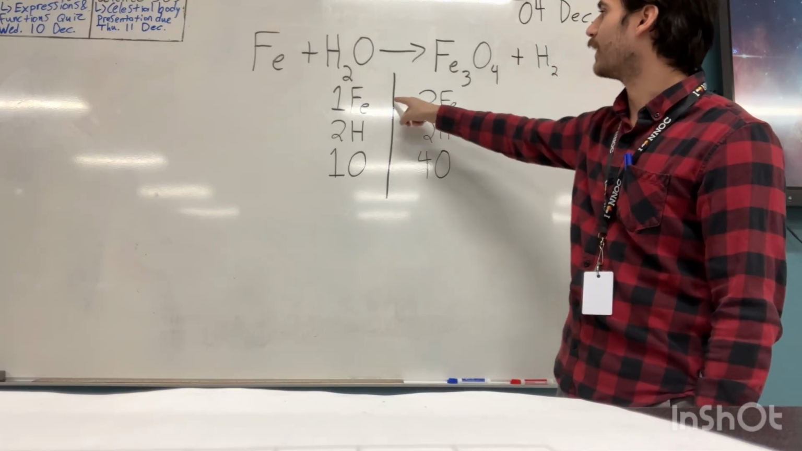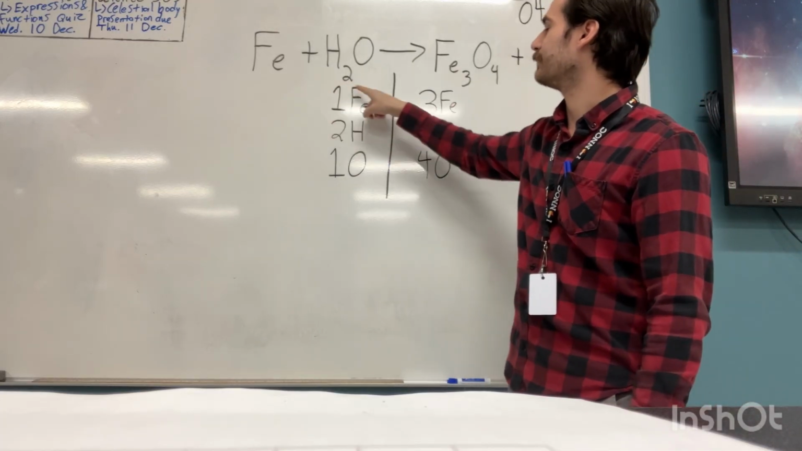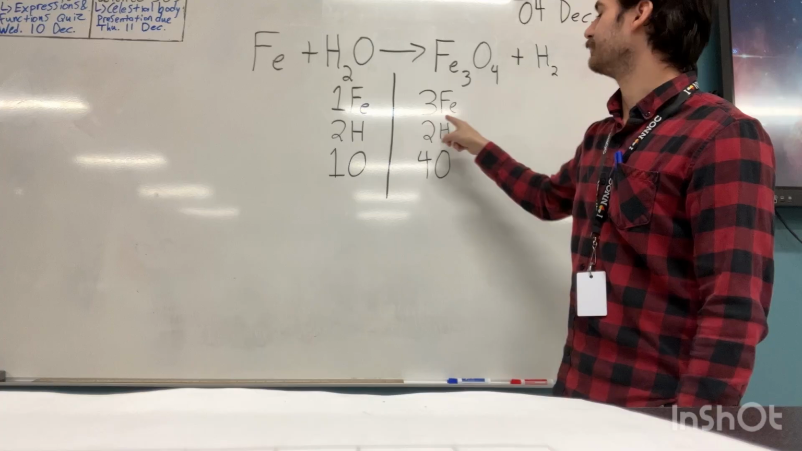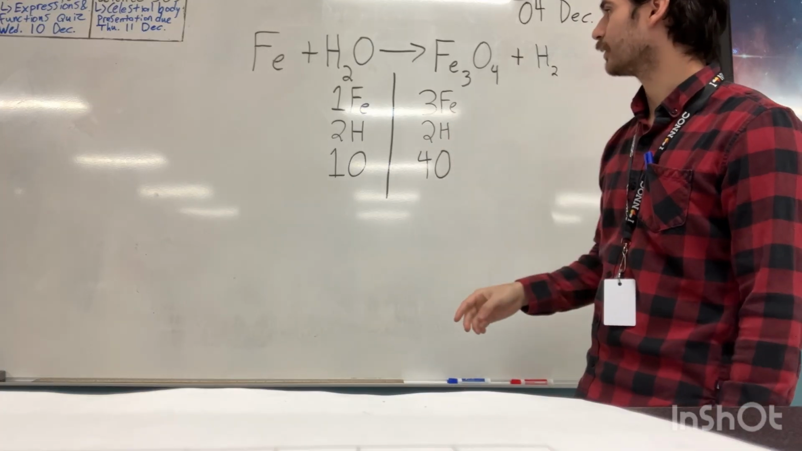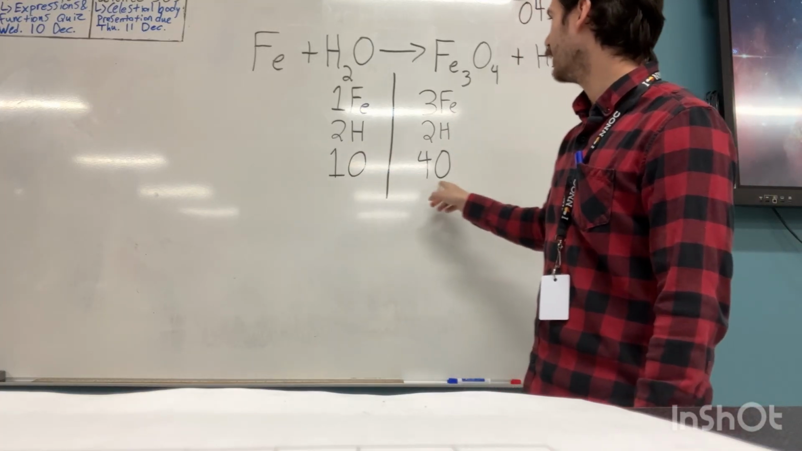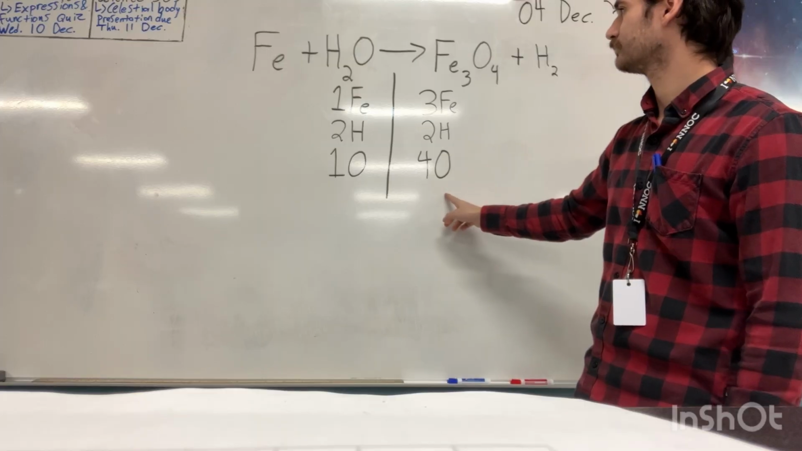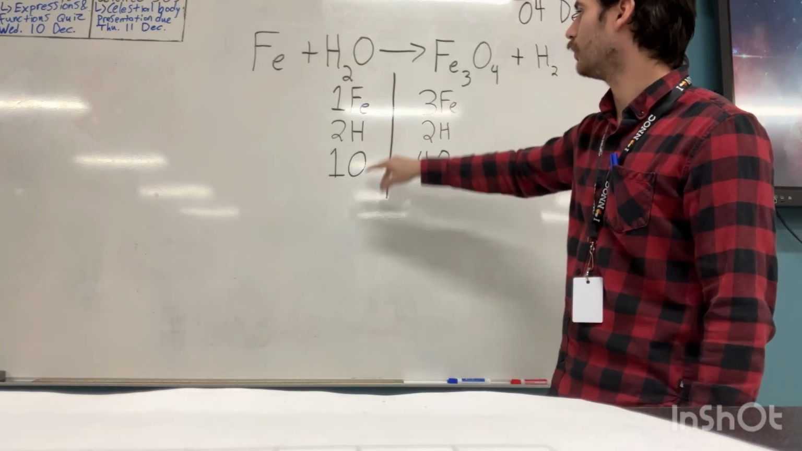We have different numbers of irons though. We have 1 iron atom here, and we have 3 iron atoms here. And down here, we have 1 oxygen atom and 4 oxygen atoms. So we need to make these all the same number.